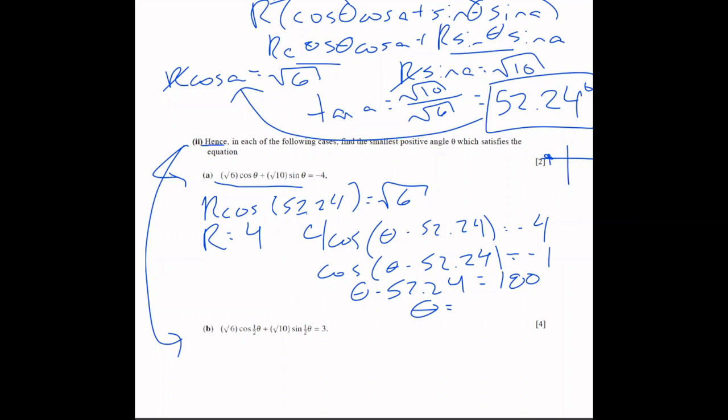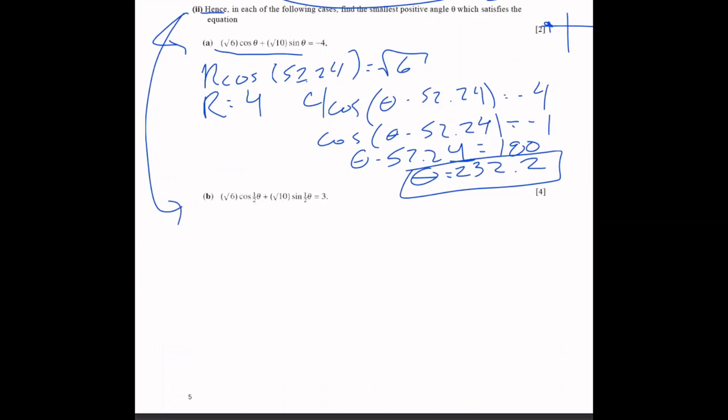So add it over, that is 232.2, because I have to drop the 4, so it's to 1 decimal point. And there we go. That is my smallest possible angle, because that is my only angle possible. Alrighty, last one. Woo! Let's get through it.